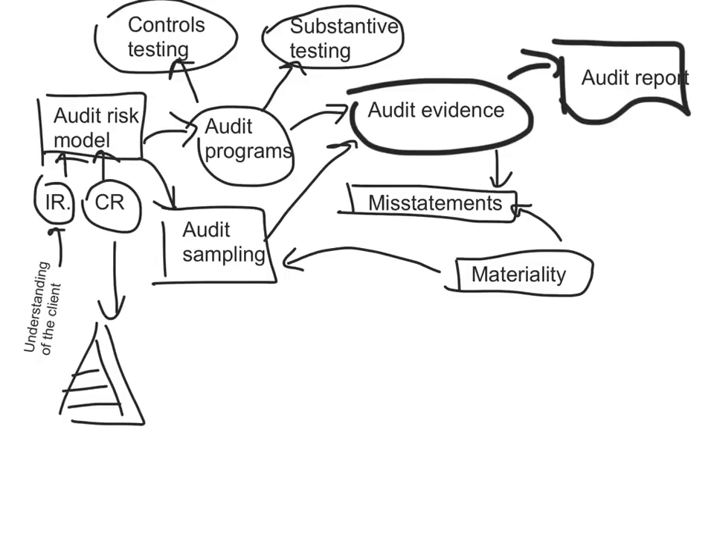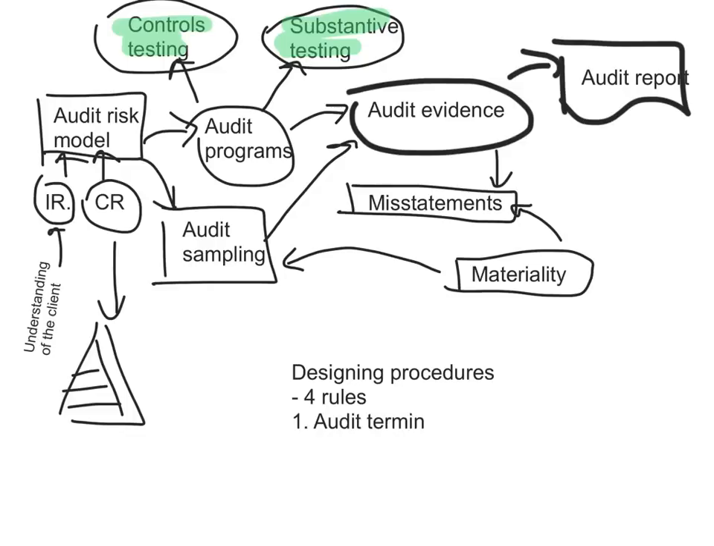Now, what we've been spending a lot of time on is the stuff around testing. All right, and what we've done really when we've looked at testing substantively and internal controls is really the design part. All right, so we've looked at designing procedures, and designing procedures we need to follow our 4 rules. All right. And so rule 1 was about using audit terminology. Rule 2 was about using client terminology. Rule 3 was about specificity, being nice and detailed.